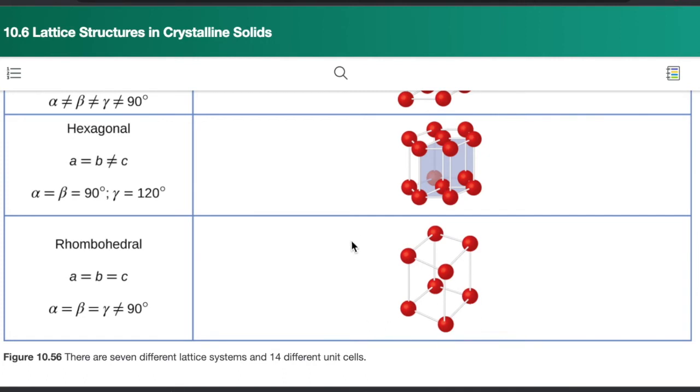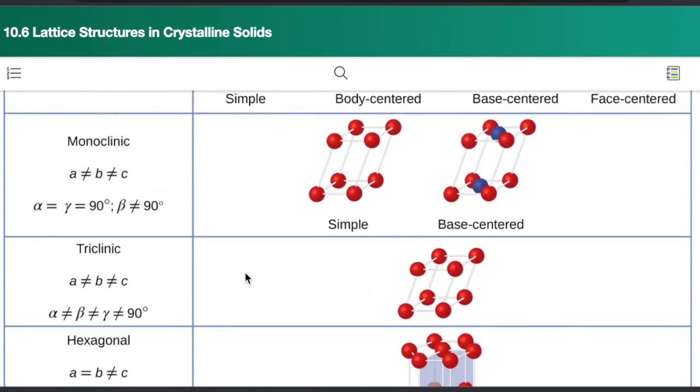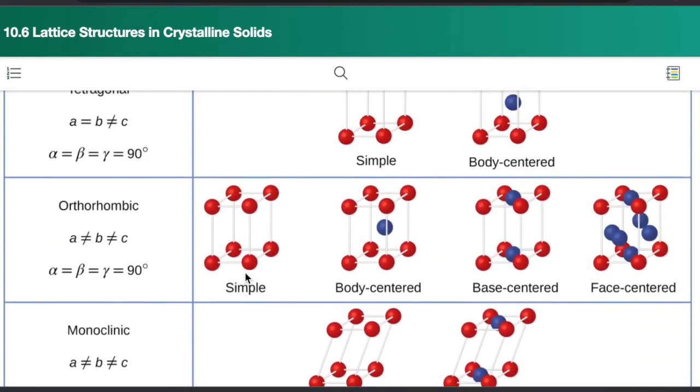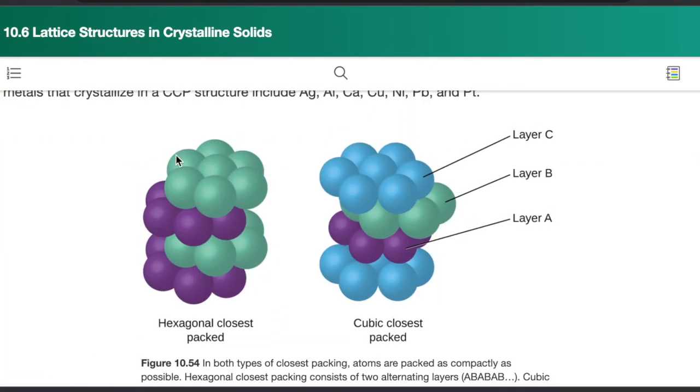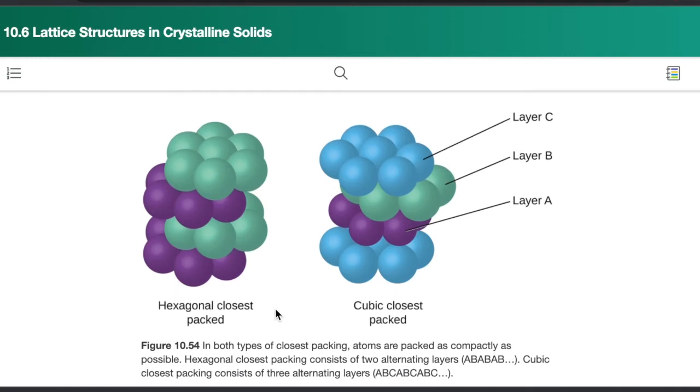Here we have one where the edges are the same, but the angles are not right angles. So these are lots of different kinds of unit cells that you can have, but again, we are looking just at these first 3. The textbook also has an illustration of the difference between cubic closest packing, which has 3 different layers, and the hexagonal closest packing, which only has 2 layers.